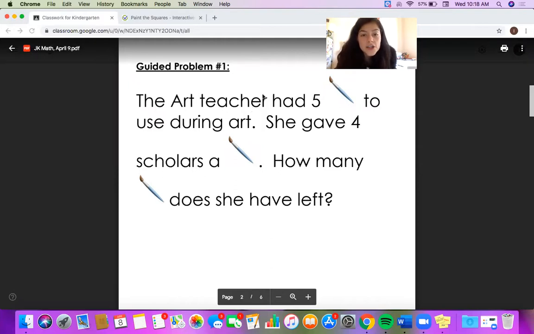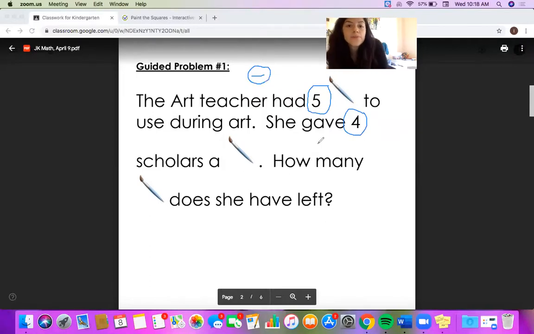The art teacher had five paintbrushes to use during art. She gave 4 scholars a paintbrush. How many does she have left? Now, I'm sure this is a subtraction problem. I'm going to put a little minus sign in the top so I can remind myself what I have to do. Now I'm going to draw it out. How many paintbrushes did the art teacher have in the beginning? 5. Let's draw out 5.